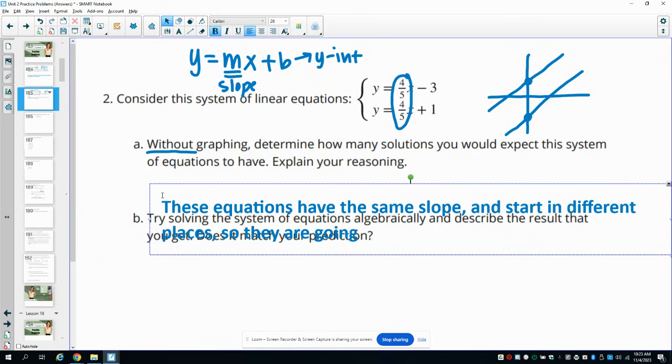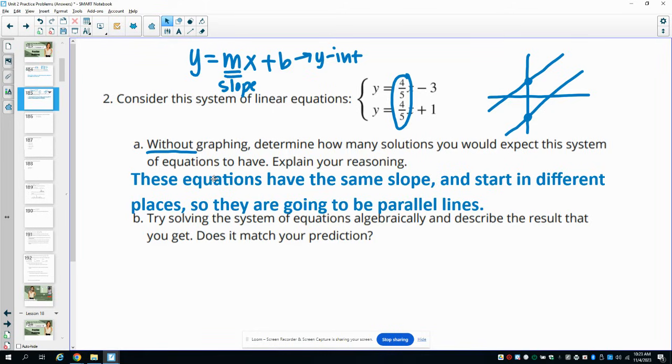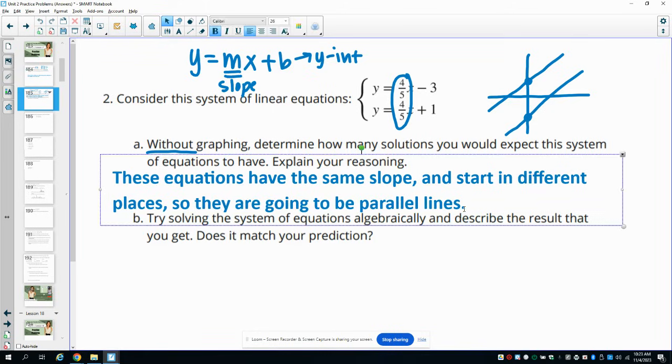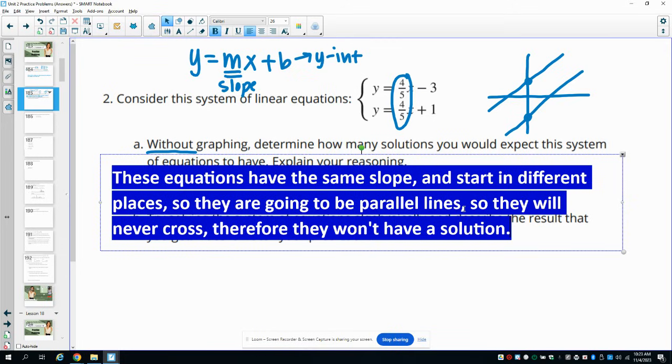So they are going to be parallel lines. And parallel lines are never going to cross, right? So they have the same slope and different starting points. So they're going to be parallel lines. This means they'll never cross. Therefore, they won't have a solution, since a solution is a point that they share.